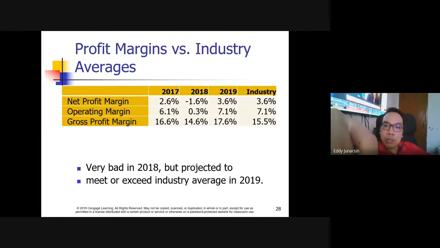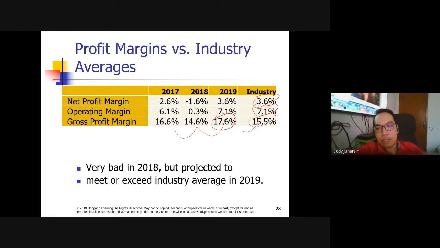See, the trend is going down and then improving, and see the industry average. Actually, the net profit margin is comparable, and so is the operating profit margin. And even for the gross profit margin, this company is enjoying a higher gross profit margin. It's relatively more profitable with respect to gross profit than the industry average.